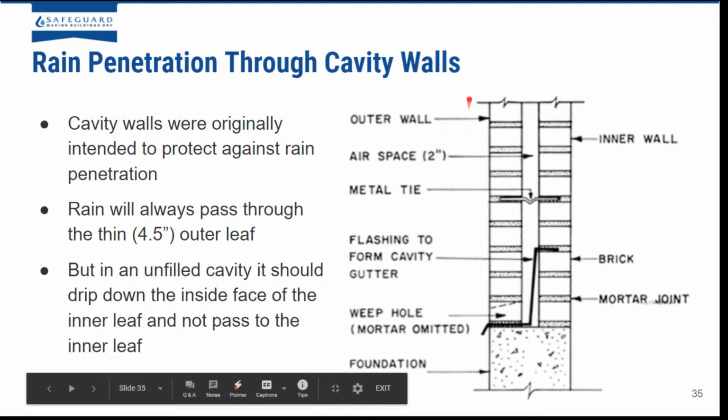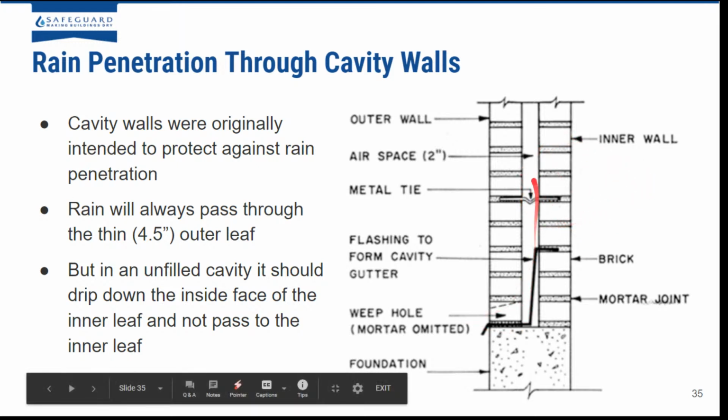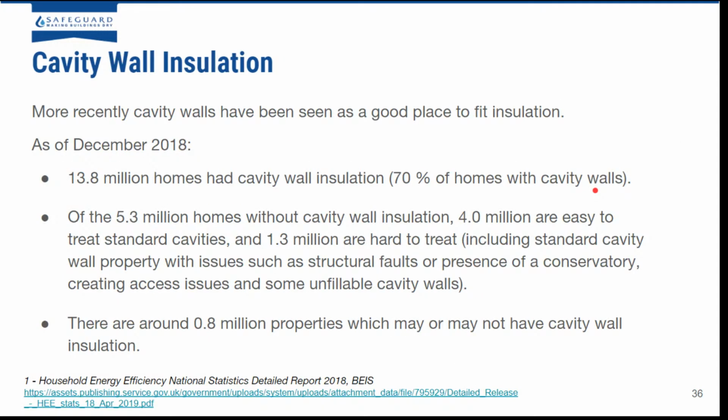So rain will always pass through this thin outer leaf, but in an unfilled cavity, it should just drip down the inside face of the outer leaf and not pass to the inner leaf and not pass to the internal wall. So that's why you have things such as cavity trays and weep holes to safely funnel the water away from the internal face of your building.